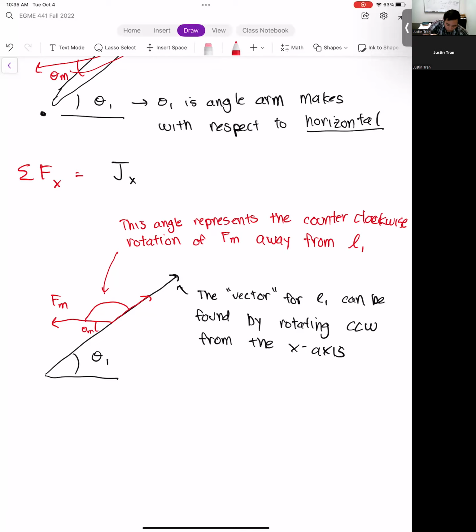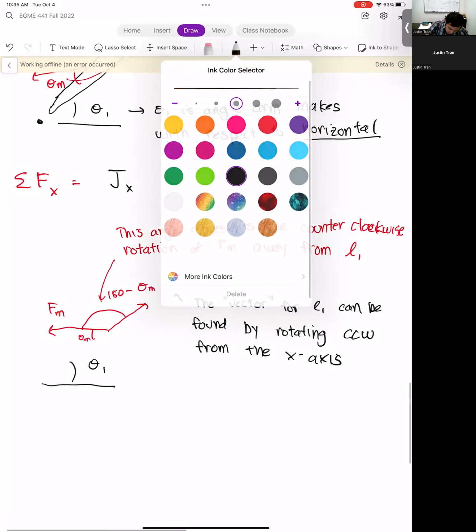And we know that if we made a full half rotation here, and we continue all the way down here, that would be 180 degrees. If we rotate 180 degrees, we just make an about face, and we reverse our direction. So knowing that a full half rotation is 180 degrees, and that the angle given to us there is theta m, the counterclockwise angle that we want here is going to be 180 minus theta m.